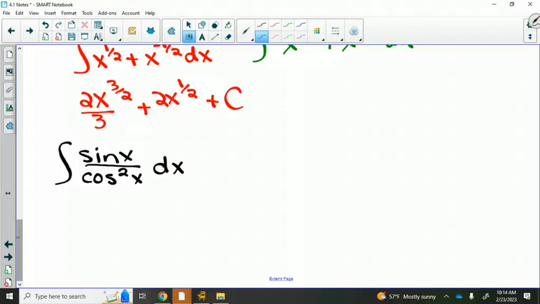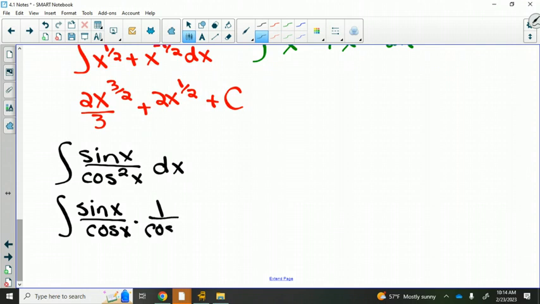Well, one of the first things that you would have tried last year is you would have written it all in terms of sine and cosine. It's already there. So now I'm going to try this. I'm going to separate that cosine squared and make it look like this. We kind of did things like this back when we were learning how to derive these. Now we're working backwards.